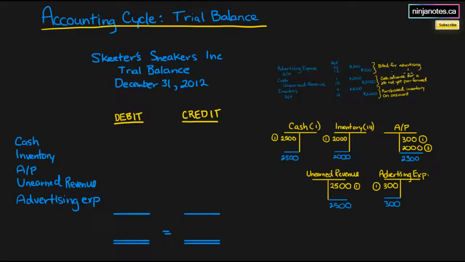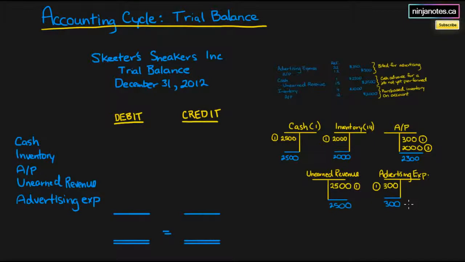So we have a journal entry for advertising, a journal entry for cash in advance for a job we had not yet performed, and purchasing inventory on account. And we have all of the respective T accounts listed below. We have cash, inventory, accounts payable, unearned revenue, and advertising expense.